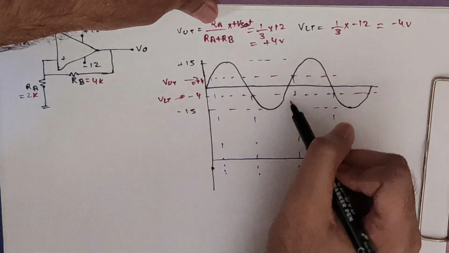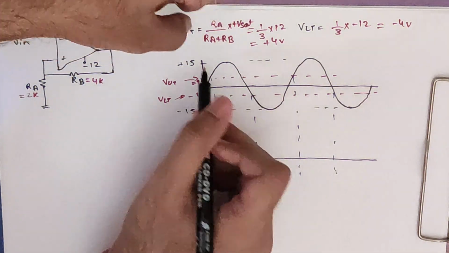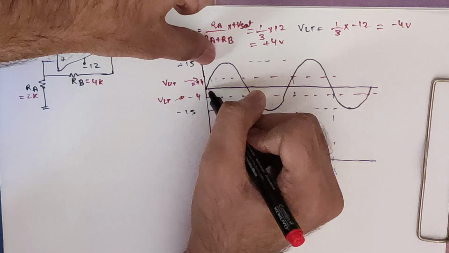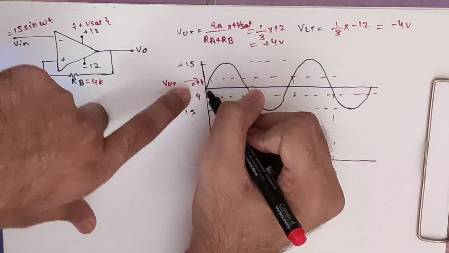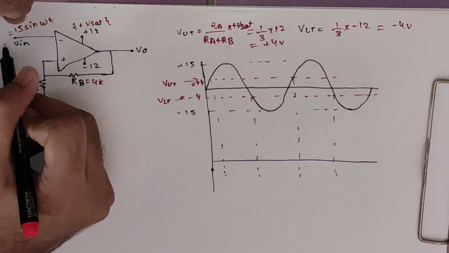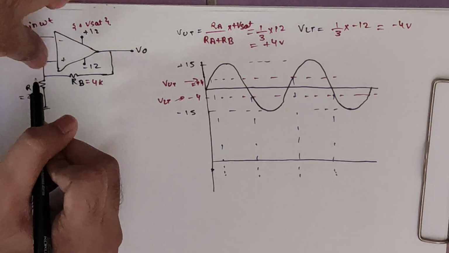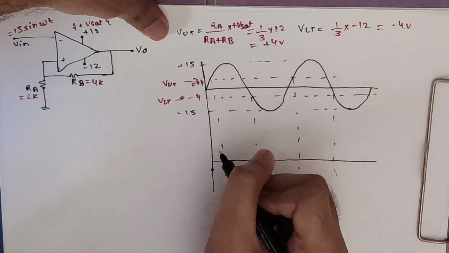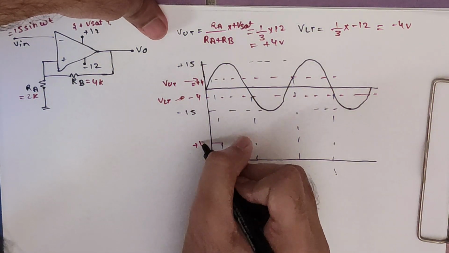This is the waveform of the input voltage, which is varying from plus 15 to minus 15. Now let us see the output. At this instant, our input voltage is less than the upper threshold voltage, so basically the inverting terminal voltage has less potential than the non-inverting terminal voltage. So we will get plus Vsat as our output, basically plus 12 as our output.